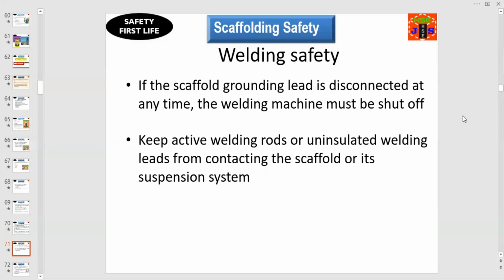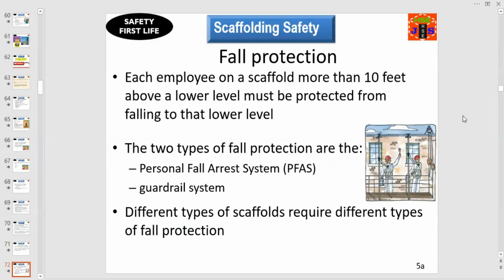Keep active welding rods or uninsulated welding leads from contacting the scaffold or its suspension system. This is the way you can maintain welding safety. A major hazard is falling while you are working on a scaffolding structure. Here the question is how to avoid a fall from height.